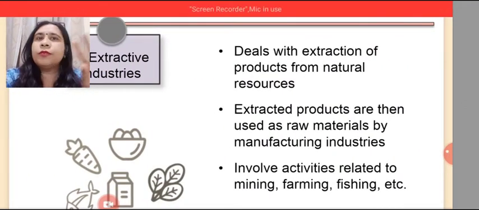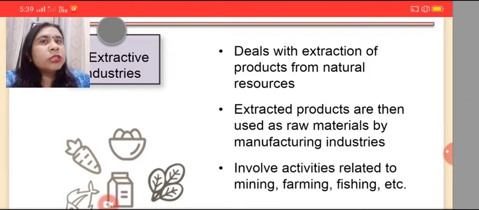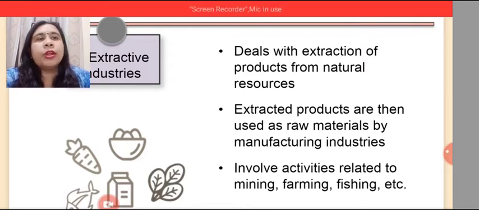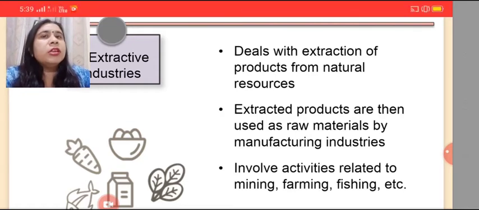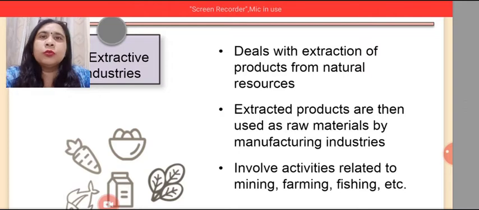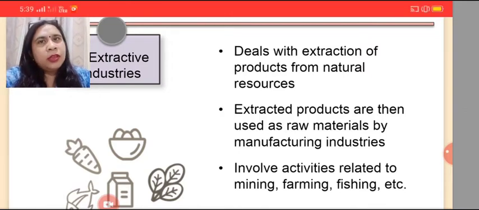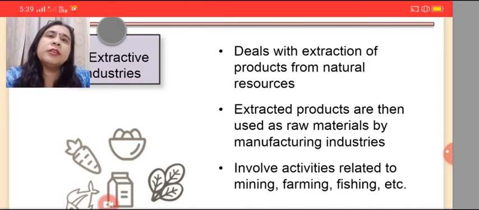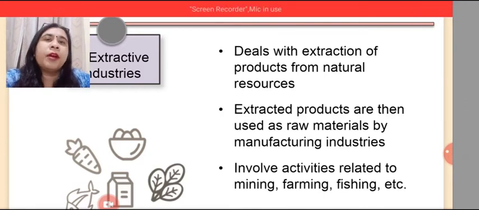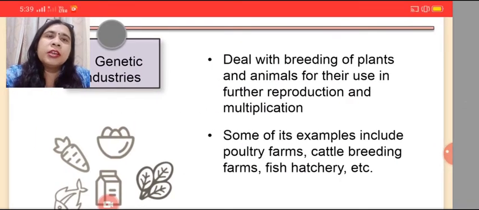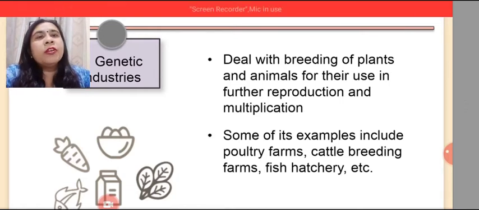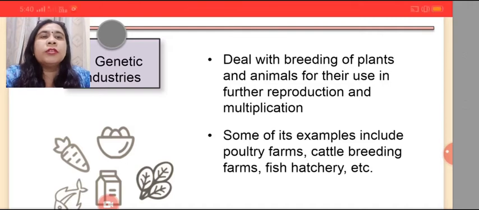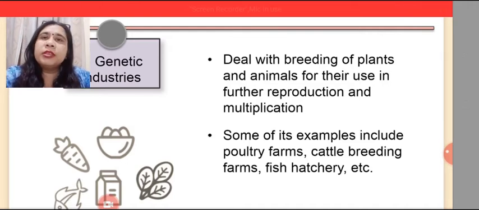Further, primary industries are of two types. Extractive industries are those which deal in extraction of natural products from the natural resources. These extracted products are then further used as raw material by the secondary industries or the manufacturing industries. Further, these primary industries involve activities relating to mining, quarrying, fishing, lumbering, farming, etc. Genetic industries are those which deal in breeding of plants and animals for their use in further reproduction and multiplication. Some of the examples include poultry farms, cattle breeding farms, fish hatchery, etc.